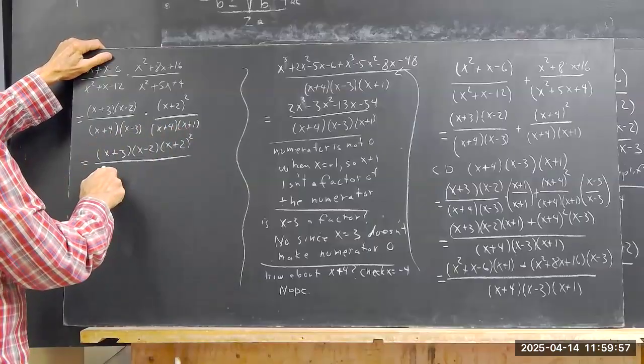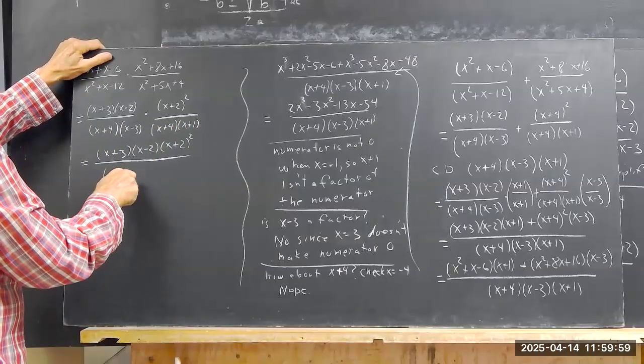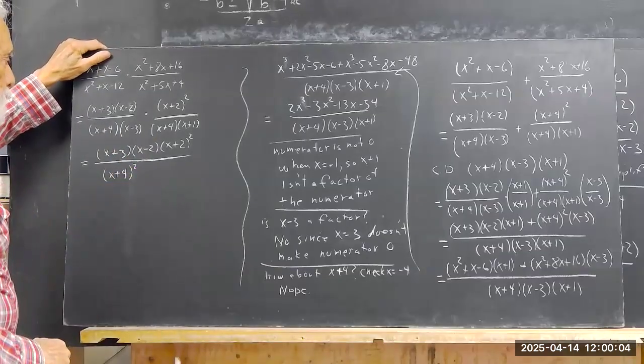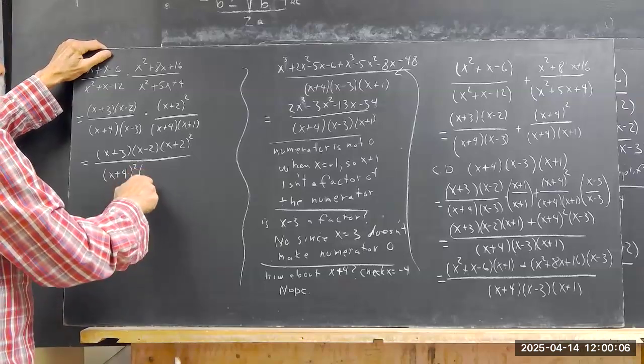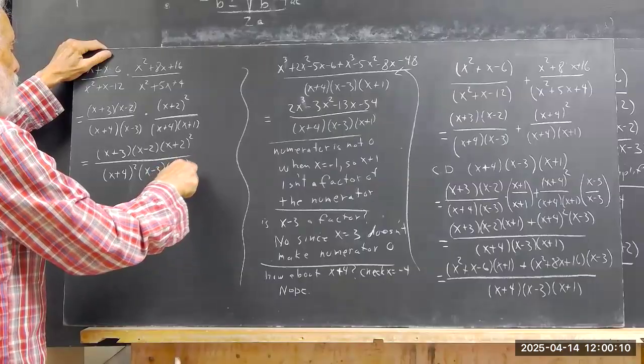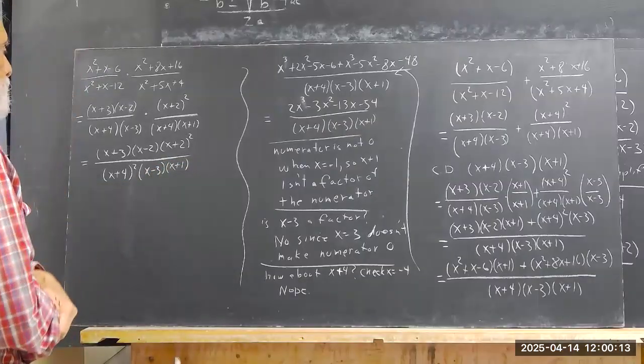If I multiply these out, there's an x plus 4 in both of them, so I'm going to write that just as x plus 4 squared, and then x minus 3 and x plus 1.